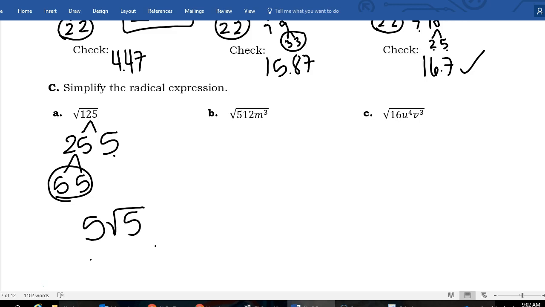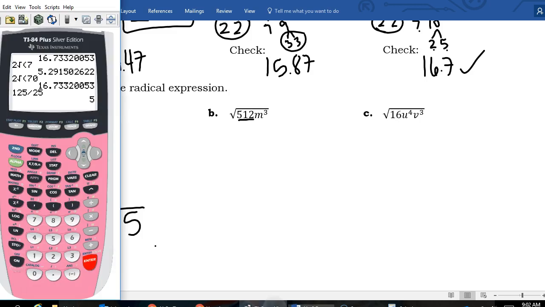I don't have the check your answer on this one because I was introducing the variables, and you can't really type those in your calculator. You could check just the numerical portion, but you can't really check the variable portion. So this was root 125, and then I have 5 root 5.